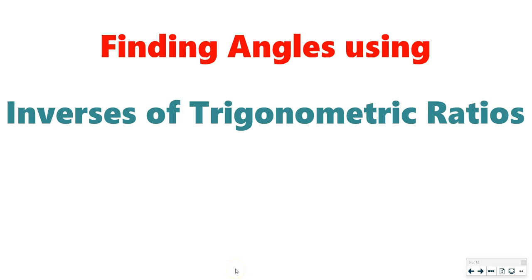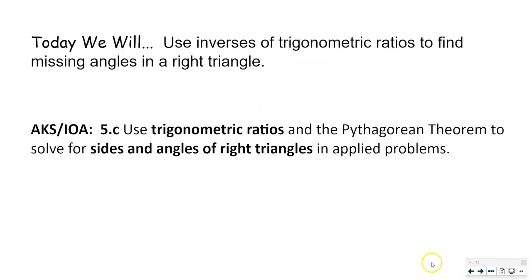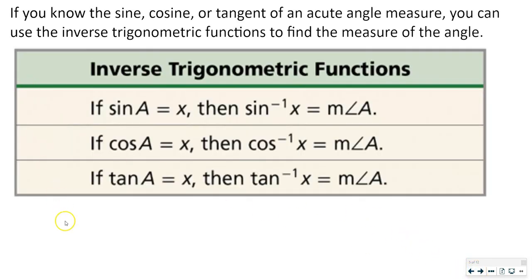So in this video today, we're going to find angles using inverses of trigonometric ratios. We're going to use them to find the missing angles in a right triangle when we have the sides. If you know the sine, cosine, or tangent of an acute angle measure, then you can use the inverse trigonometric functions to find the measure of the angle.